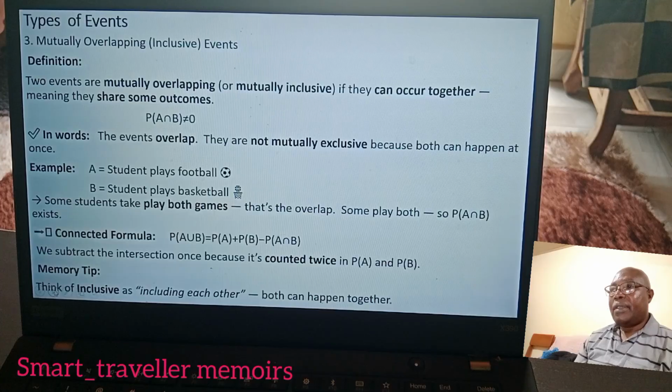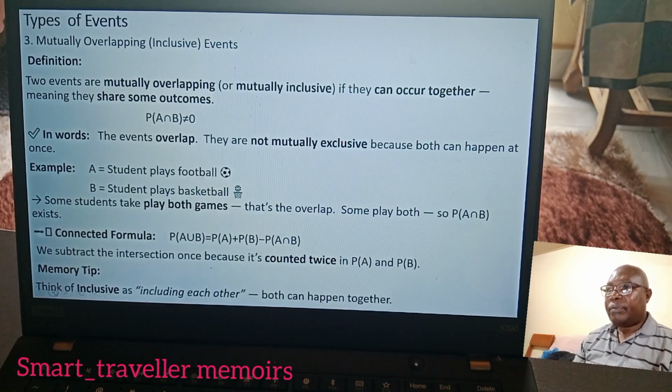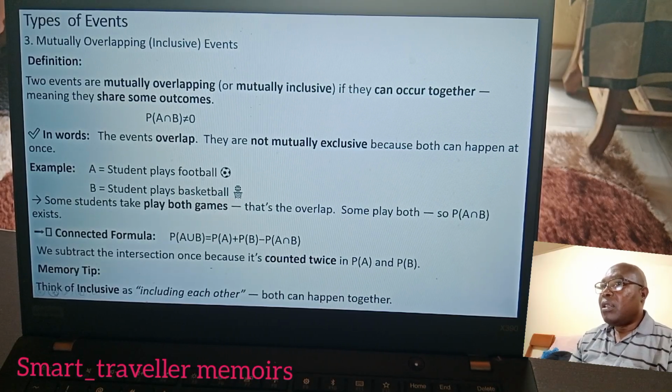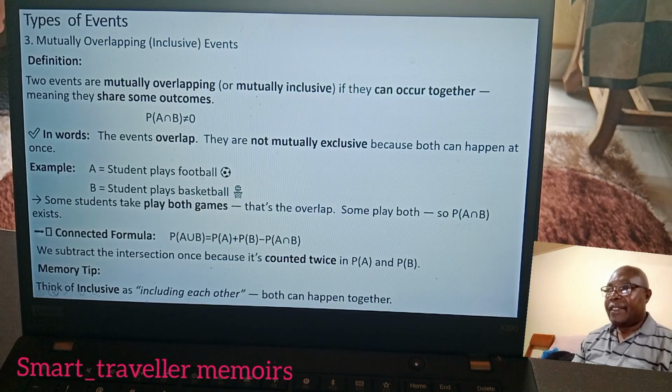For example, A represents students who play football and B represents students who play basketball. This implies some students take both games. That is the overlap. Some play both, so P(A intersection B) exists.